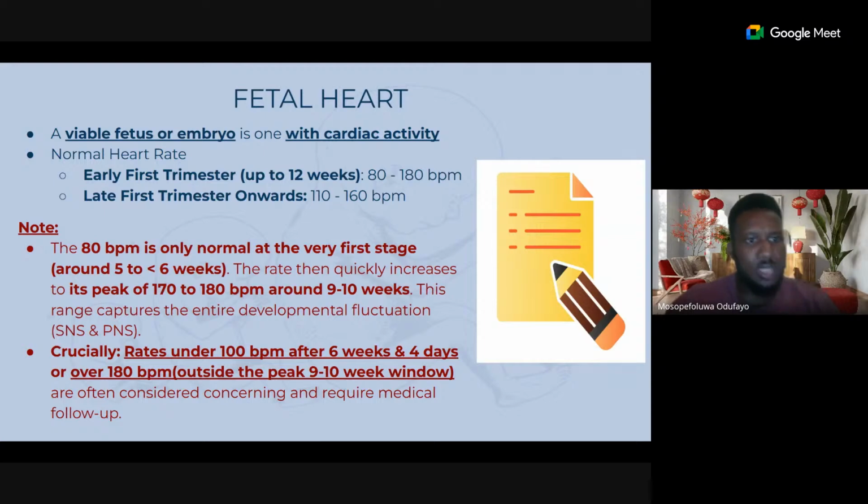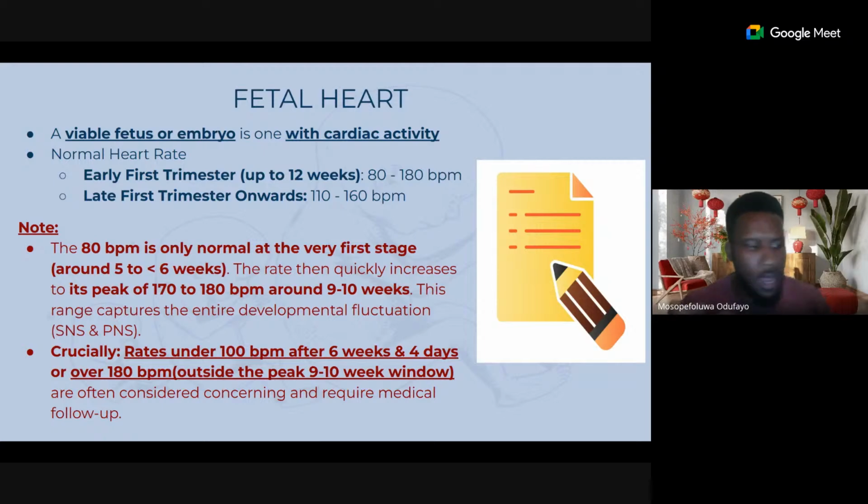So what's the normal heart rate? Now, take note, look at these two values I've given. In early first trimester, up to about 12 weeks, we can allow for a wider range of heart rates. Is that okay? Between the ranges of 80 and 180, it's okay. But from late first trimester onwards, 110 to 160 applies.